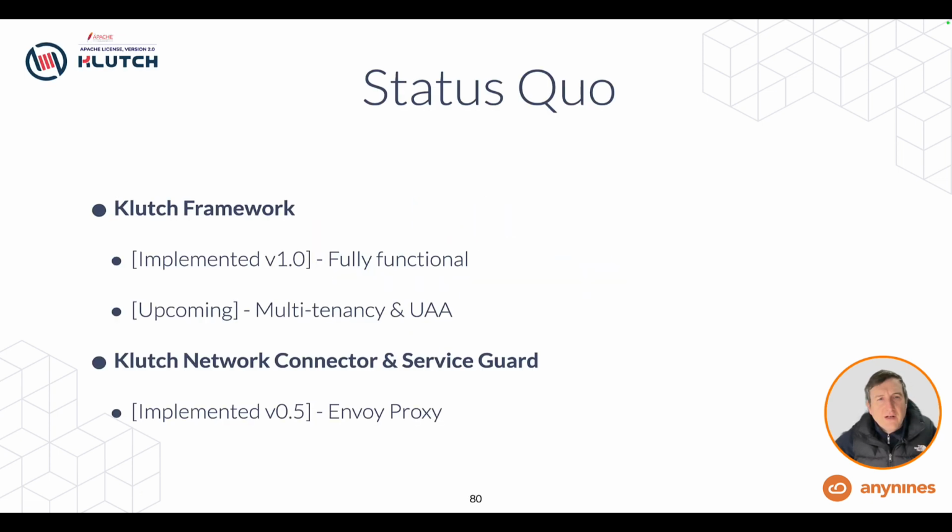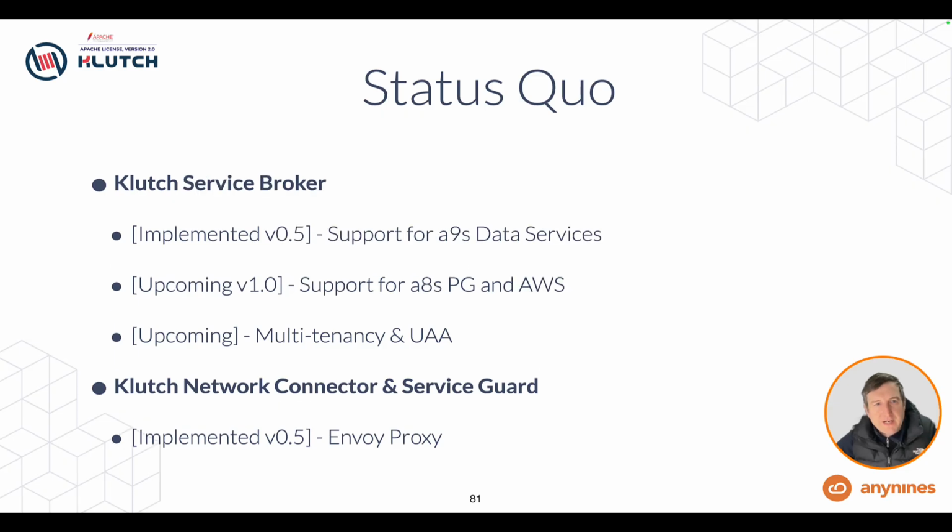So right now, Klutch is fully functional. We do also have a network connector which allows you to connect your application to the service instances, establishing a network connection. Because how would you, for example, access a database instance that's running on a different Kubernetes cluster, given that it's a different network? And we do have an architectural approach with an interface, but also an implementation to try out.